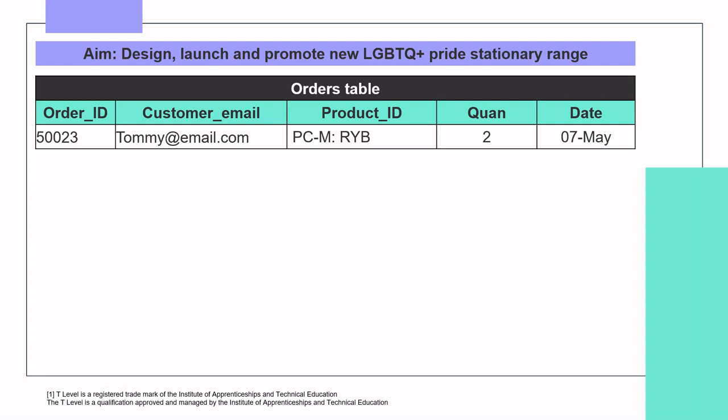And I'm going to take this same table and provide a bit more background as to how it could be extended into a data modeling tool activity. In this case, we have a stationery manufacturer who are looking to launch a new and brightly coloured Pride stationery range in order to promote equality, diversity and inclusion with a focus on the LGBTQ+ community.